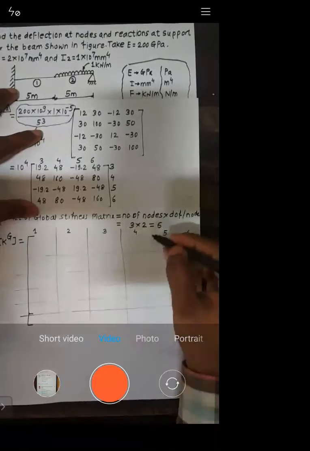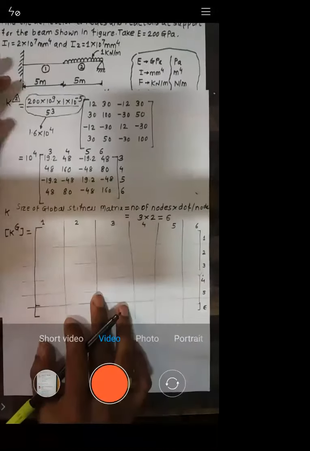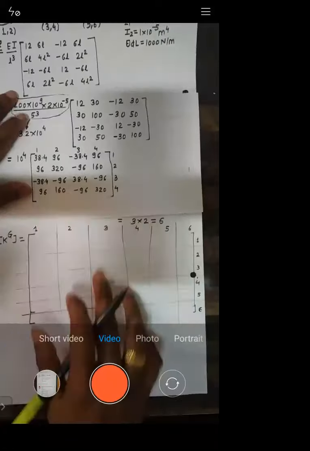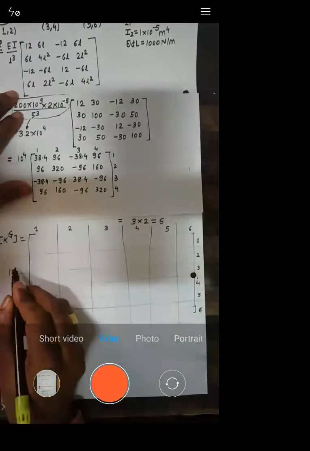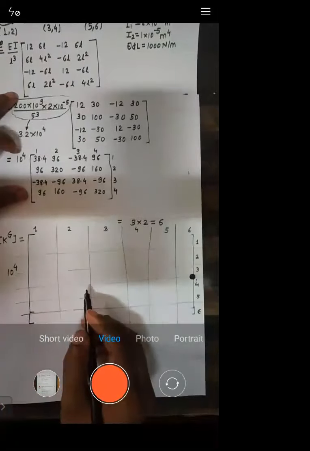So let me show how to do that. Just pick this matrix. This is basically 1, 2, 3, 4, 1, 2, 3, 4. Just get the starting point, right? But before that, don't forget to take this 10 raised to power 4 common. I will take it common.